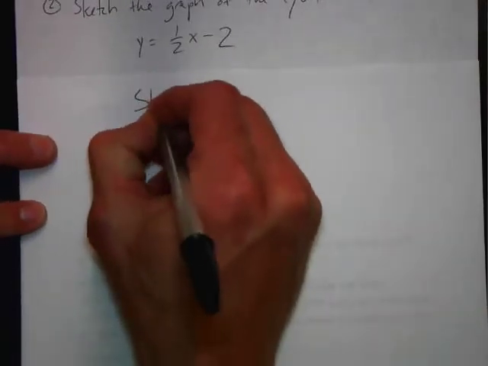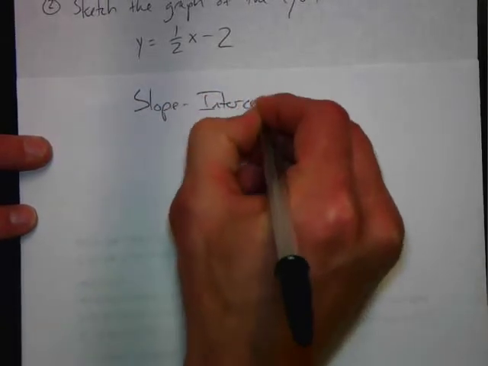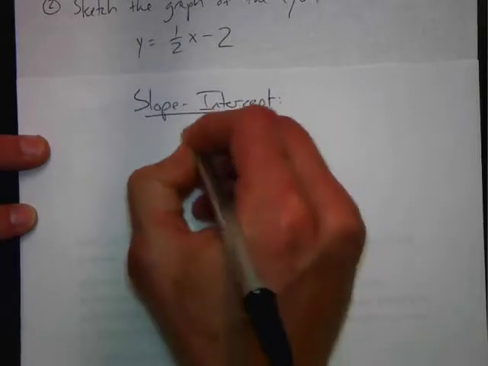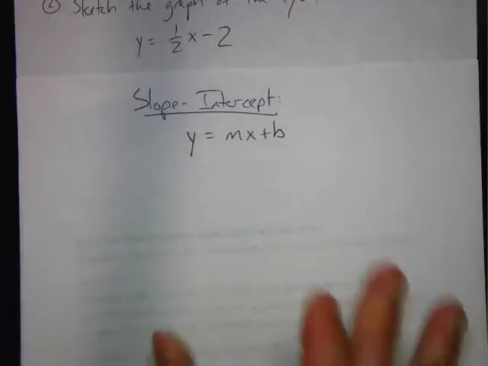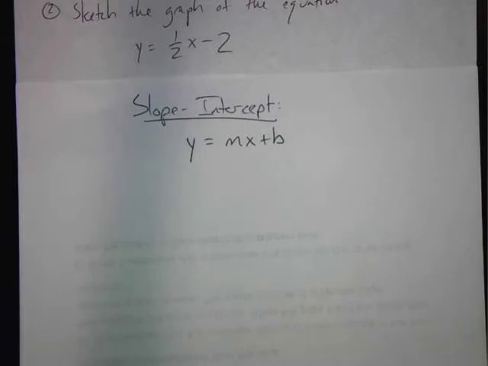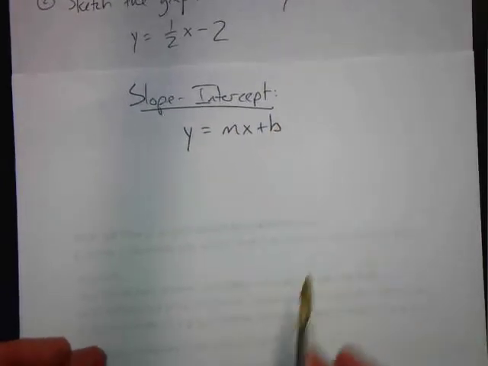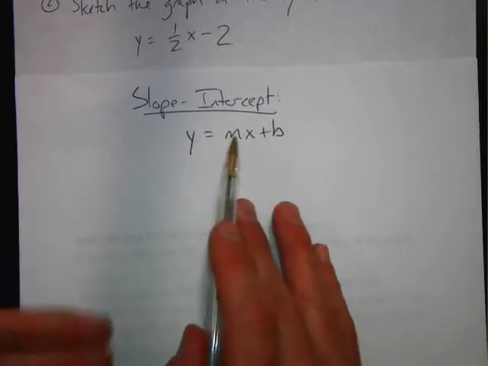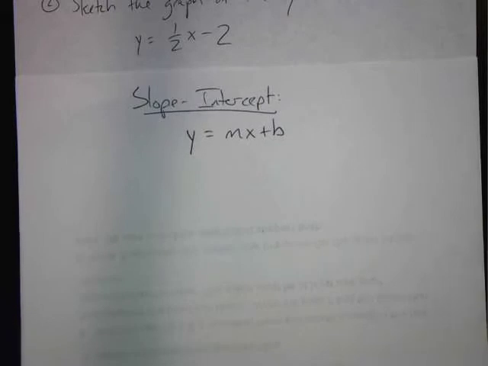Slope-intercept form is y equals mx plus b. So the very famous form, y equals mx plus b, where m is our slope and b is our y-intercept. We'll see in the use for graphing, I'm going to give you a couple different hints, maybe a trick, that'll help you graph a little bit better.